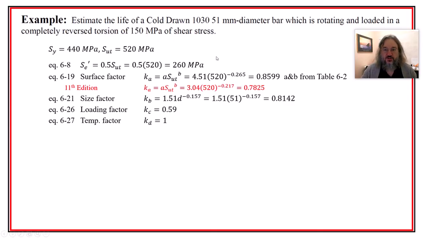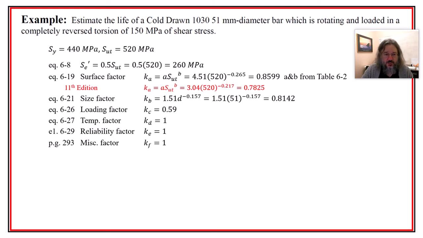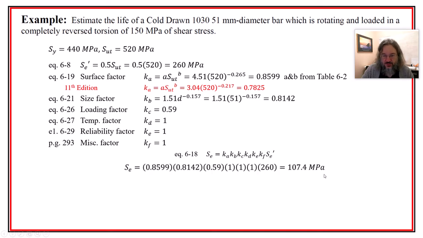And the temperature factor, they didn't tell us anything, so we're going to assume it's 1. They didn't tell us anything about a difference of reliability, so we're going to assume 1, which means that it's 50% reliable. And the miscellaneous factor, we're going to keep that as 1. So here's the equation we're going to stick all of those into. And if we do that, we get an endurance strength, and we call this the fully corrected endurance strength, with bunny ears, of 107.4. But of course, we have a different factor if we use the 11th edition, so we have a slightly different answer. But let's see what the effect of that is going to be.